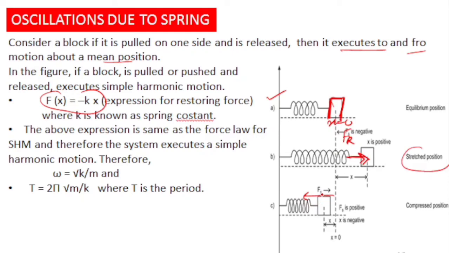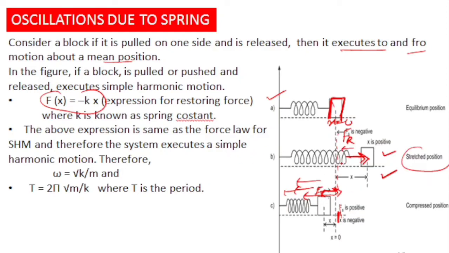When this bob is compressed in this position, the restoring force is acting in the opposite direction. This is the compressed position, and this one is the equilibrium position at x equal to 0. This one is the stretched position, this one is the compressed position. In both cases, the restoring force acts on the body opposite to the displacement. If here x is positive, the restoring force is acting in the negative direction. Here the displacement is in the negative direction, and the restoring force is acting in the positive direction.